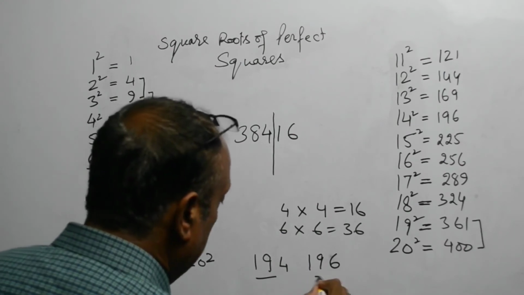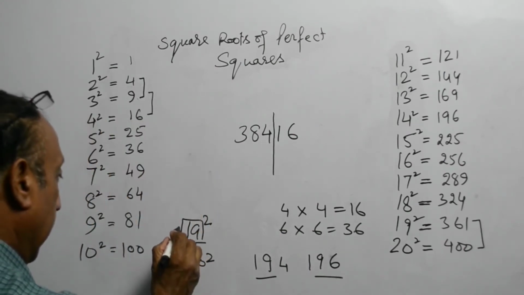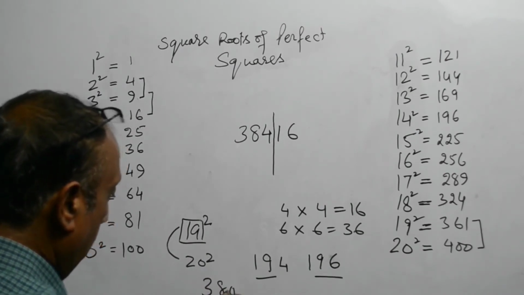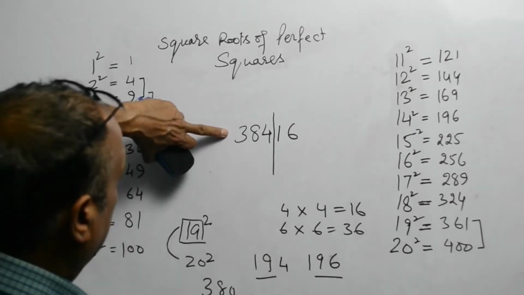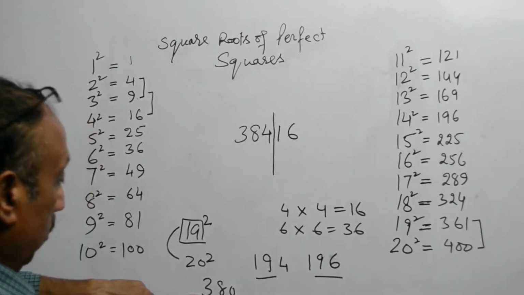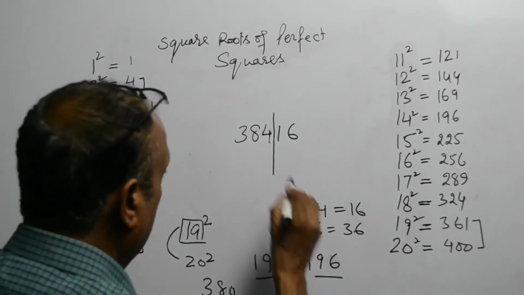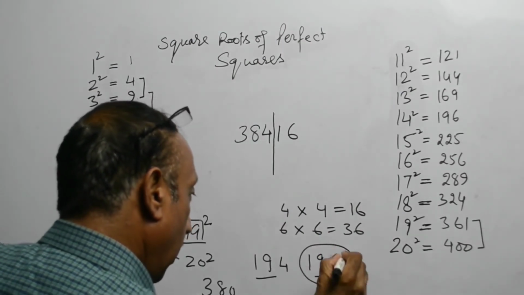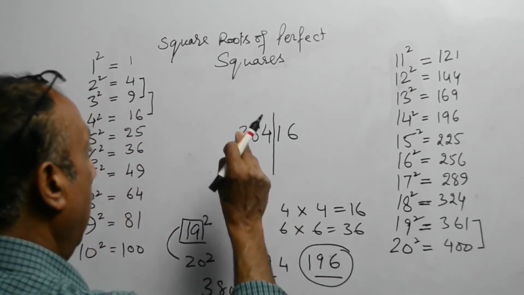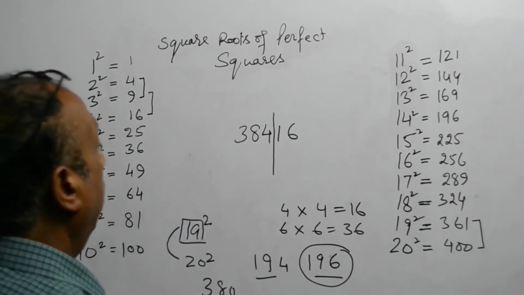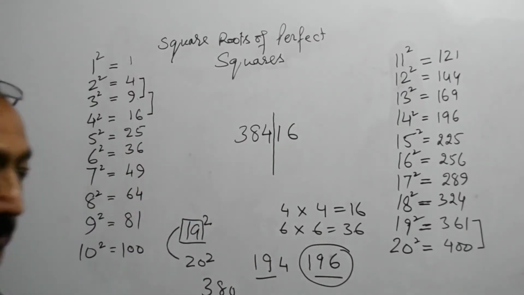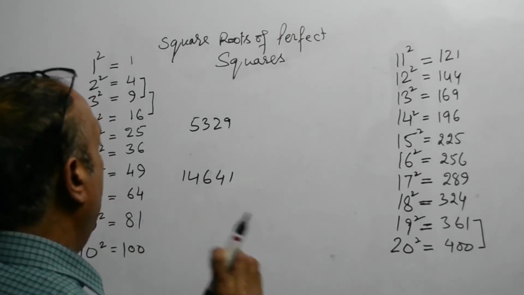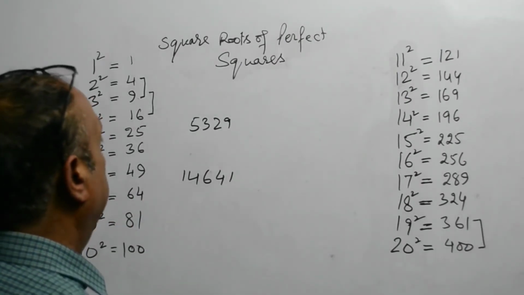To find out the exact number, multiply 19 by 20. It is 380. Our number is bigger than this number, so bigger is the answer. It means this is square of 196, or 196 is the under root of 38,416. With a little practice, we can cut down our rough work time.